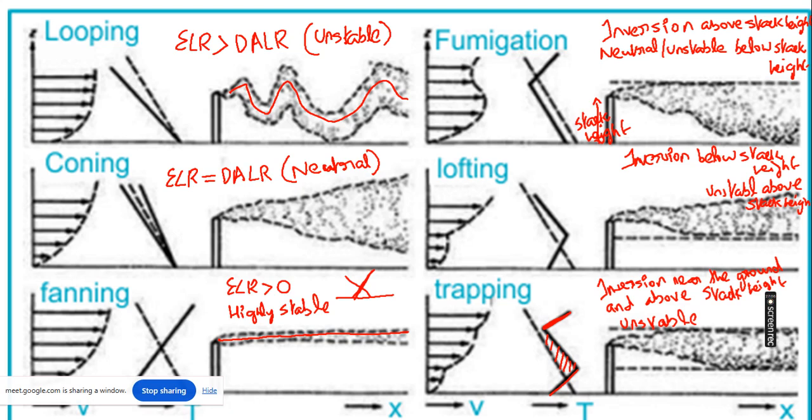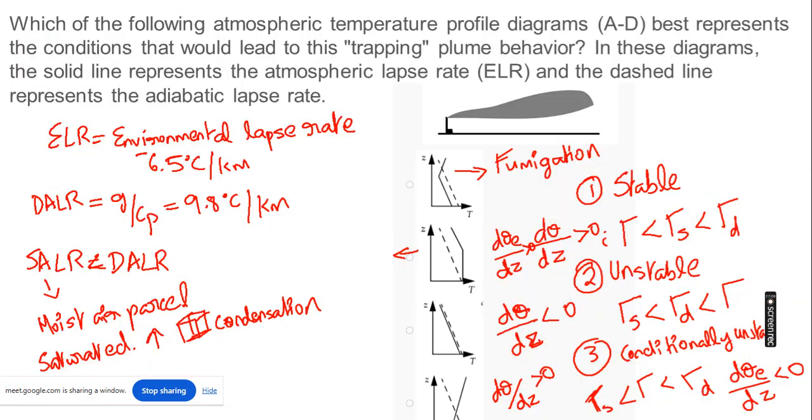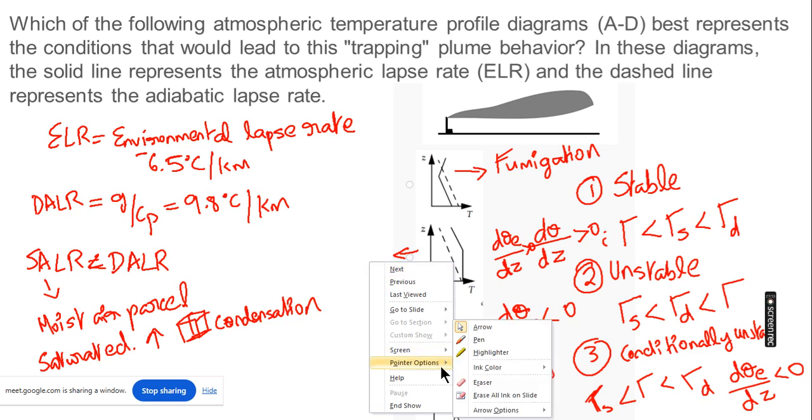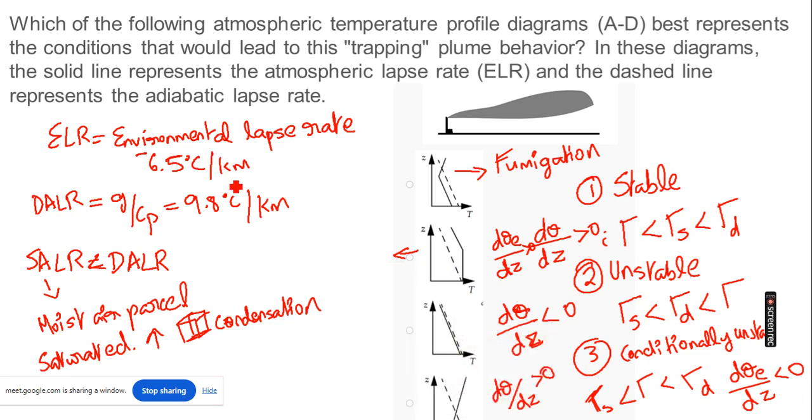So in case of lofting, we have an inversion layer near to the ground. Then we have an unstable condition. So this exactly matches lofting. But here I think this is the profile which closely matches the trapping condition. So this is basically given as the answer in your assignment. So this doesn't exactly match, but among the different options given, this is the one which closely matches the trapping plume behavior. So maybe that's why.